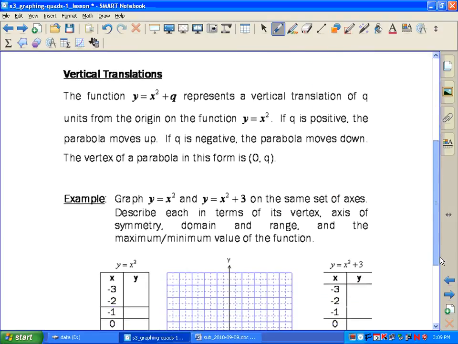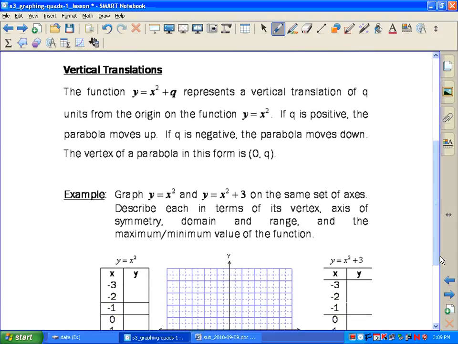Let's talk about vertical translations. What's a vertical translation? Well, let's say we have a parabola. There's my funky looking parabola. If I have a vertical translation, it means I can move that parabola down, or I can move that parabola up. Moving something up or down is moving it vertically. So the function y equals x squared plus q represents a vertical translation of q units from the origin on the function y equals x squared.